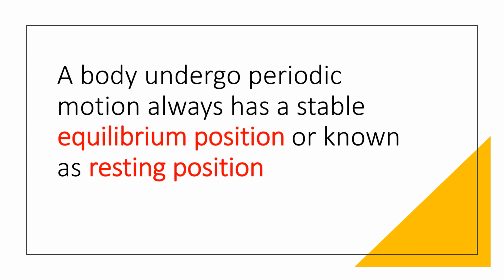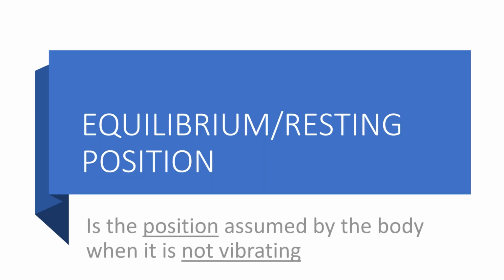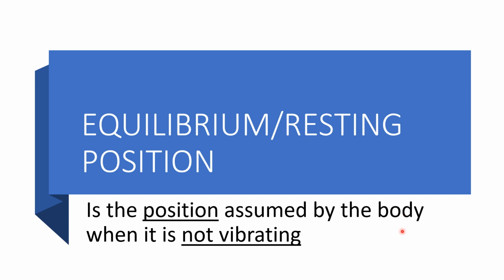Okay, so in periodic motion, we have to remember that we have what is called the equilibrium position or resting position. Later on, we will define what this equilibrium position is. You just have to remember that when a body moves in periodic motion, it has an equilibrium position or resting position. So let us define this term. Equilibrium or resting position is the position assumed by the body when it is not vibrating.